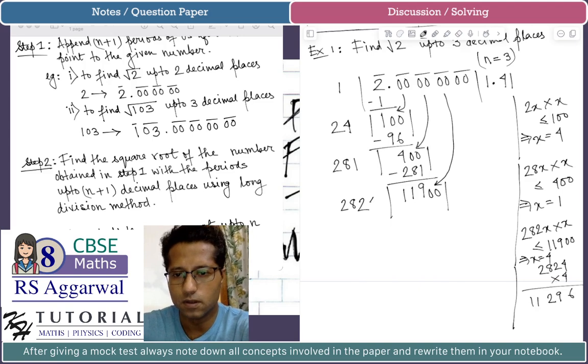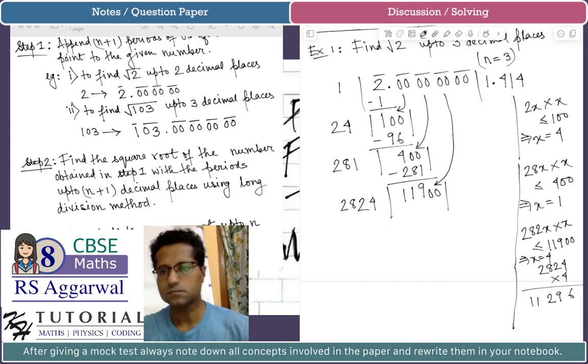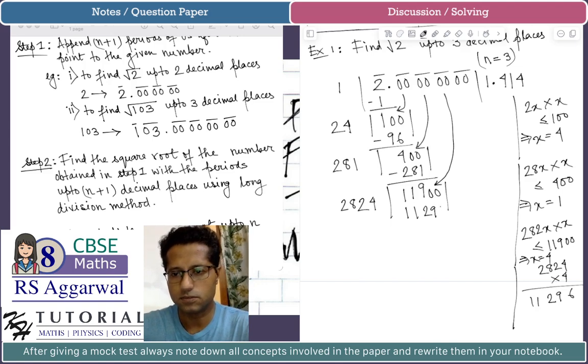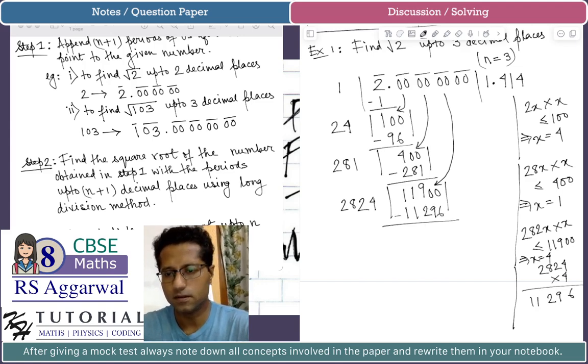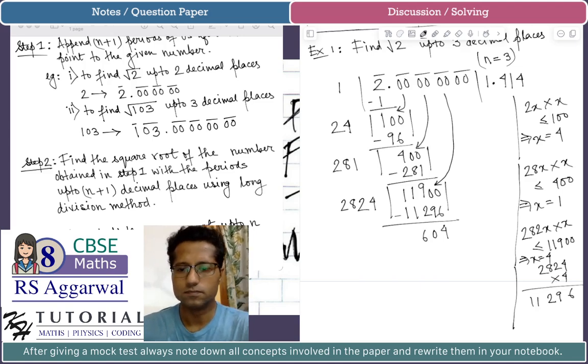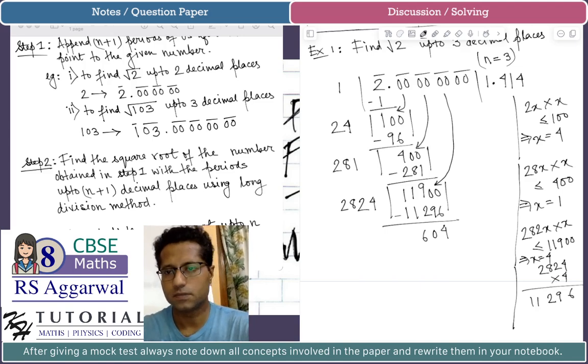This will be 4. 4 will get appended to the quotient, and 2824 multiplied by 4 is 11296. We find the remainder, which is 604. Okay. Now there is another period left.